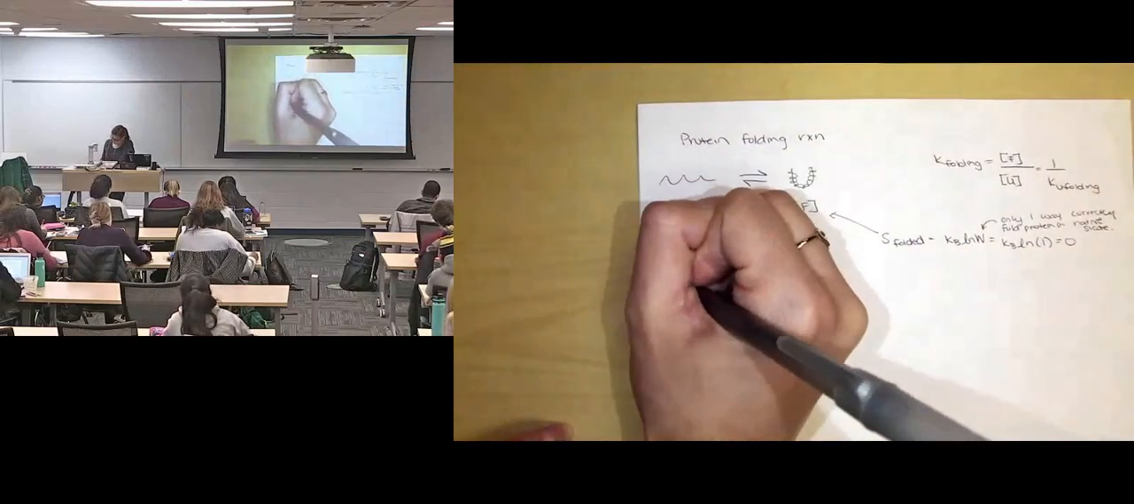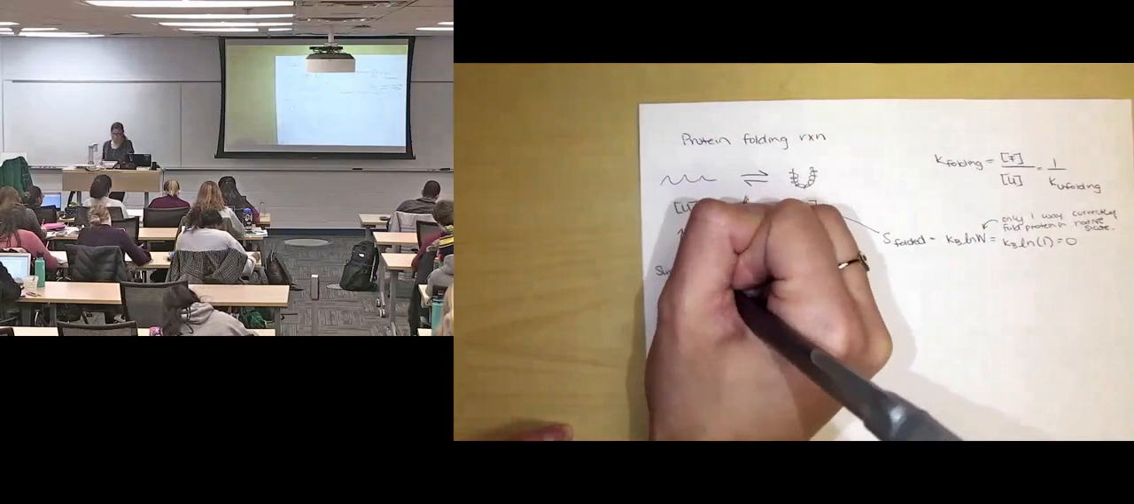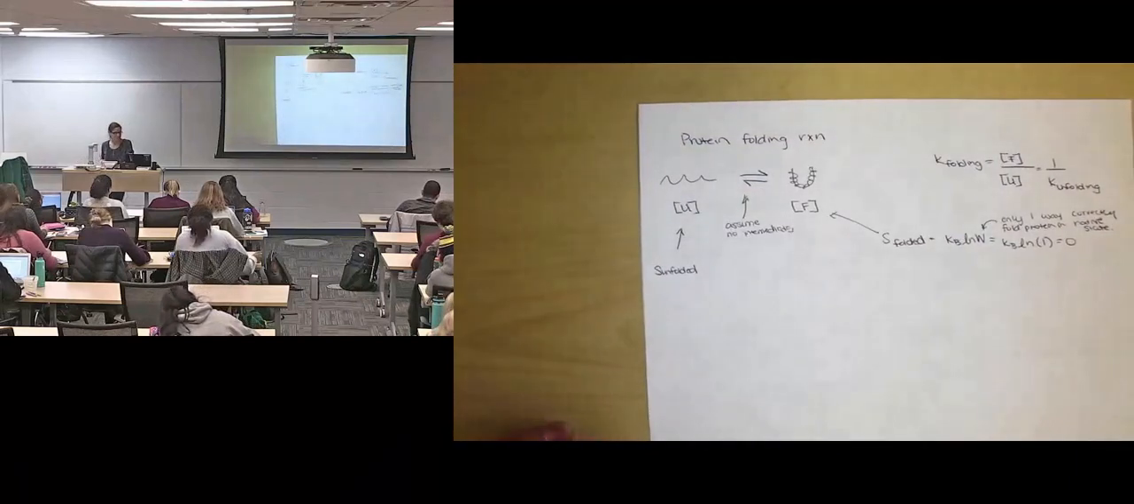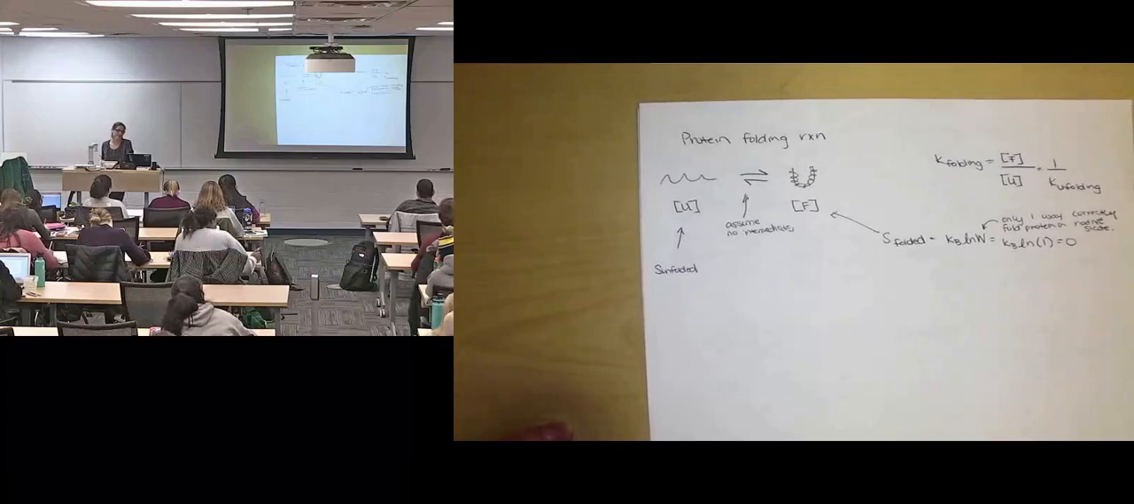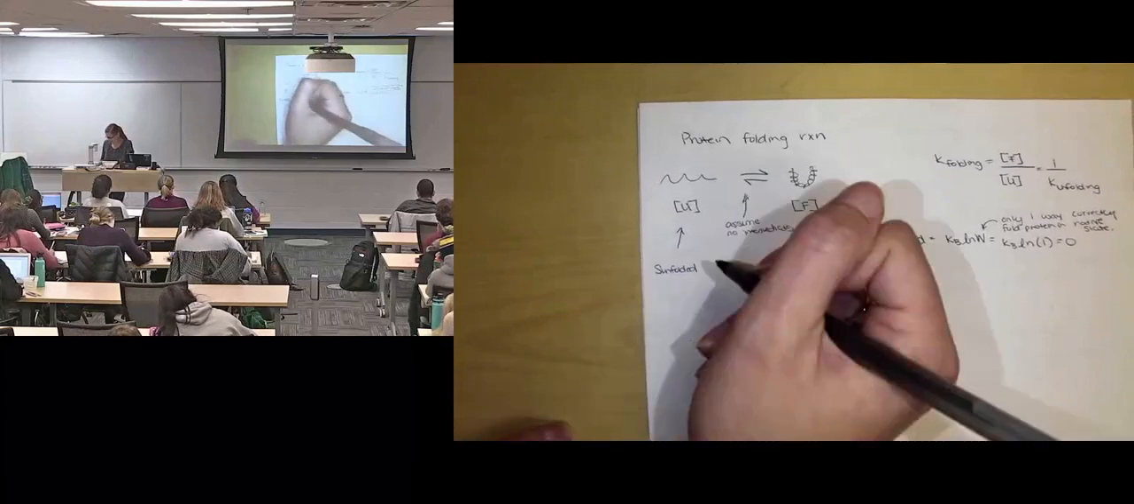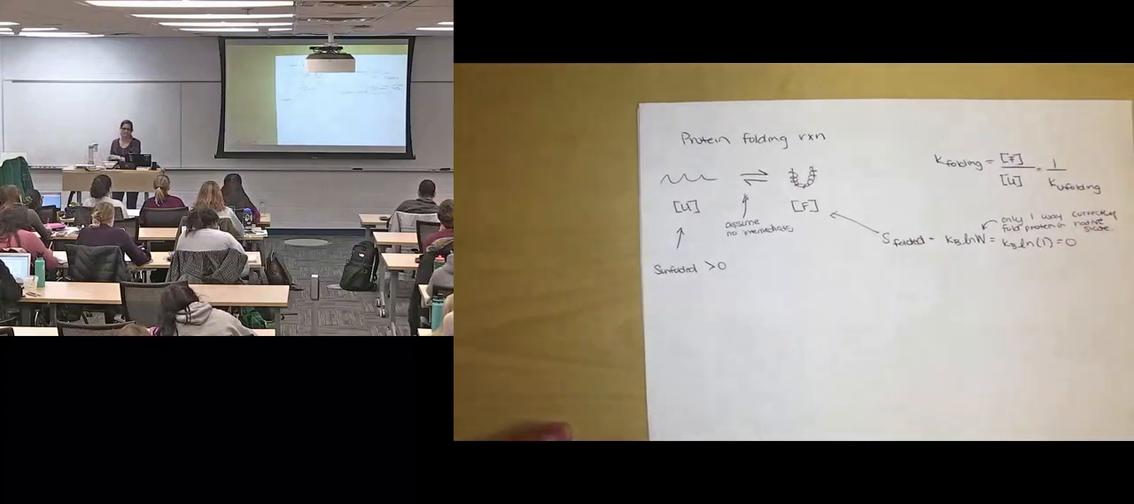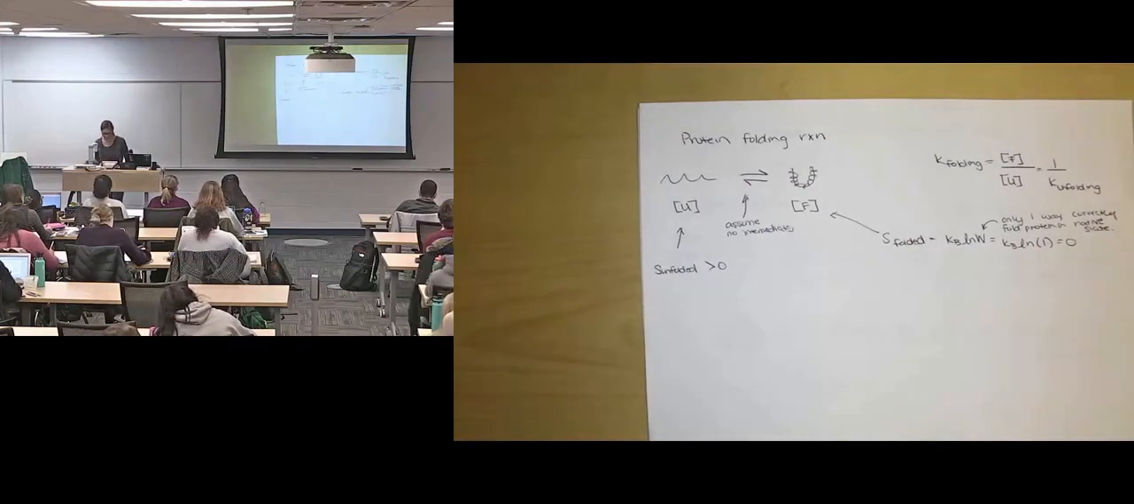What is the entropy of the unfolded protein? What's the sign of it? Some positive number. Entropy is never negative. So it's some positive number.